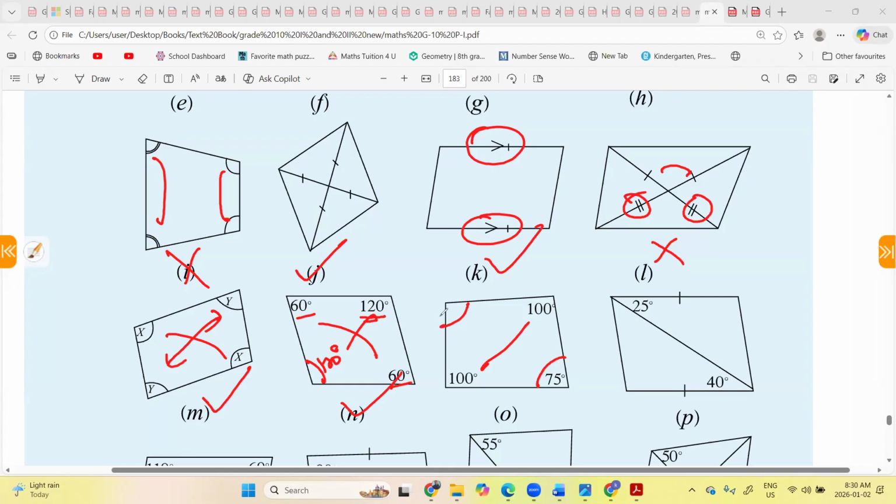So what is the remaining angle? 360 minus 275, that is 85. This is not equal, so that is not a parallelogram. Here, students, these two sides are equal, but corresponding alternate angles are not equal. So that is not parallel, so not a parallelogram.